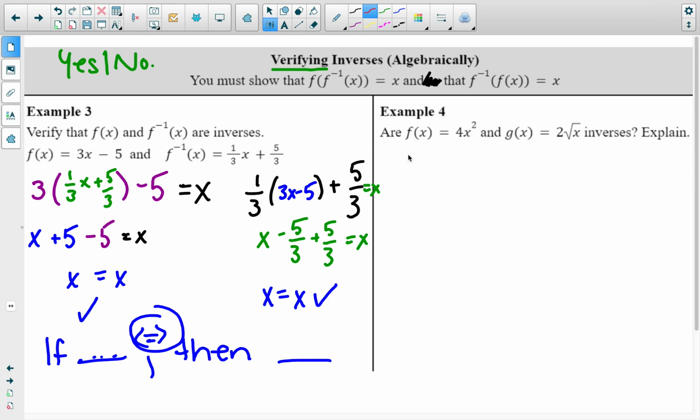So, question 4. Are f of x equals 4x squared and g of x equals 2 root x, are they inverses? And then we have to explain. So let's check and see.